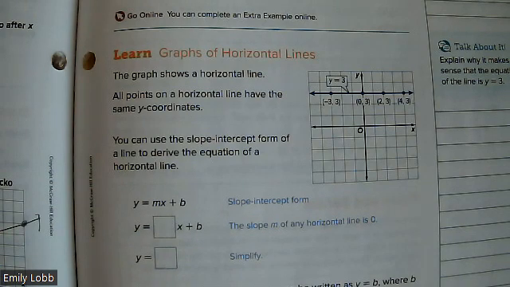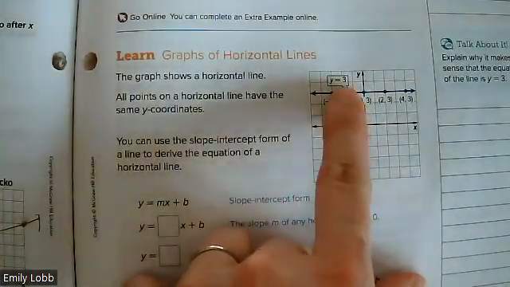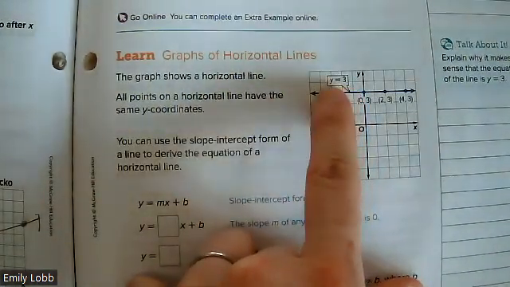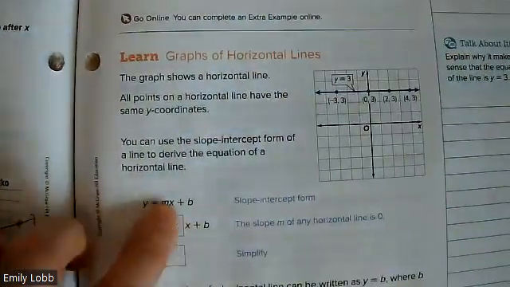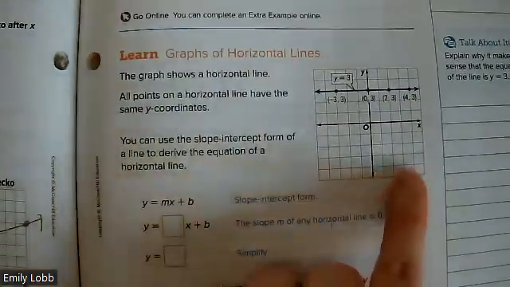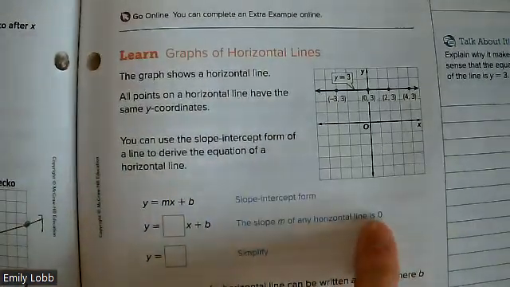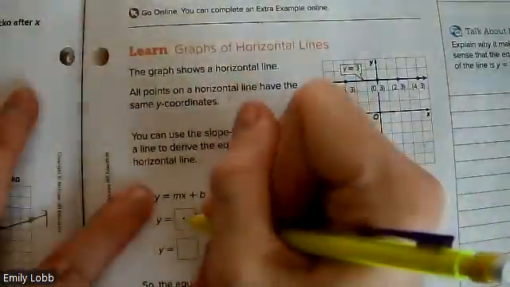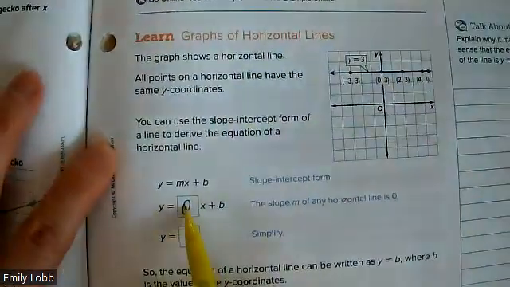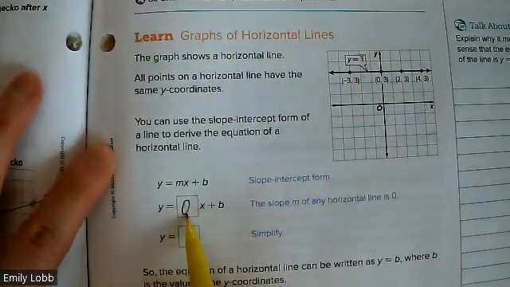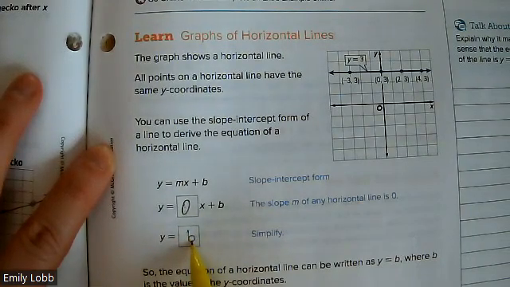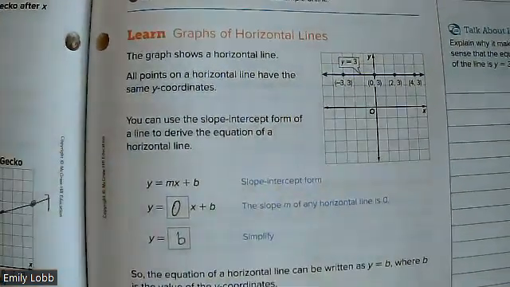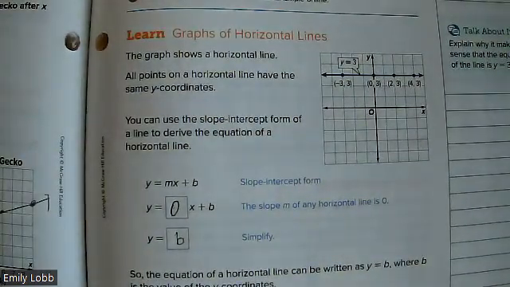Okay. So before, when I was giving you equations of horizontal lines, you didn't have to know it, but now you do. So your slope. What's the slope of any horizontal line? 0. So when I put it in here, 0 times x is 0. So 0 plus b is really just b. 0 plus b is b, right?